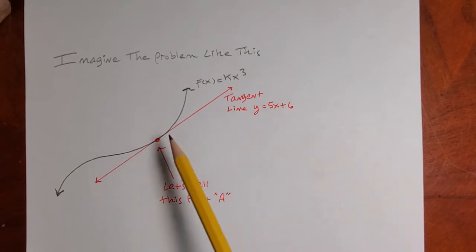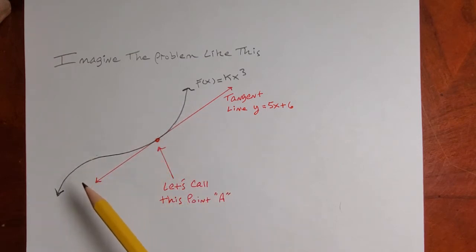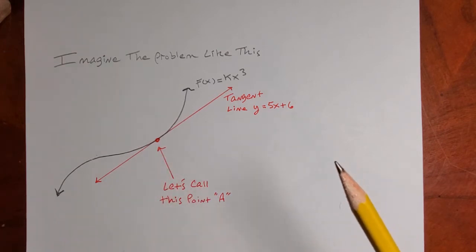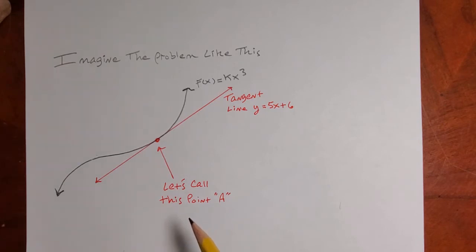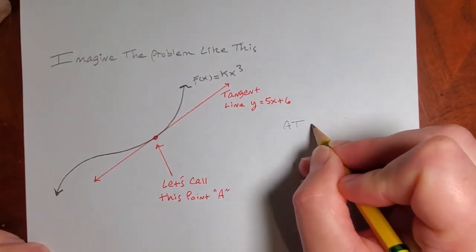Now, there is a point where the tangent line meets the curve. That's what a tangent line is. It meets the curve at some point. What point? Well, I don't know. It doesn't say. We don't have that much information yet. So we'll call that point A. And I think that all of our math is just centered around what happens at that point. All right? So here's what we know. At point A.